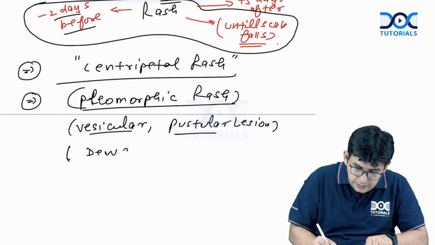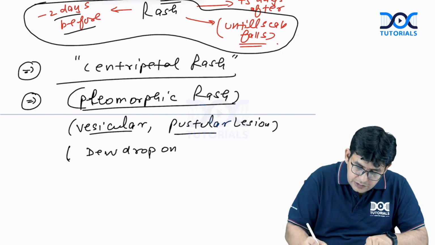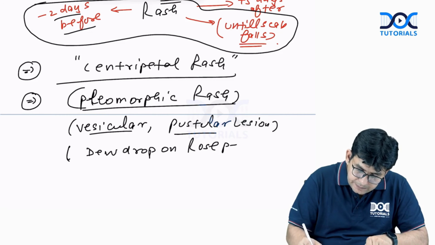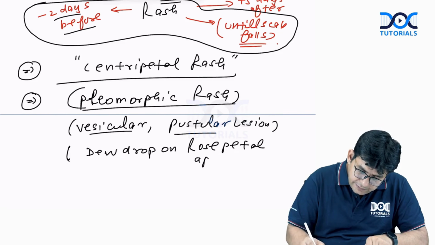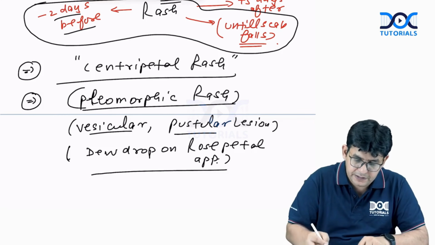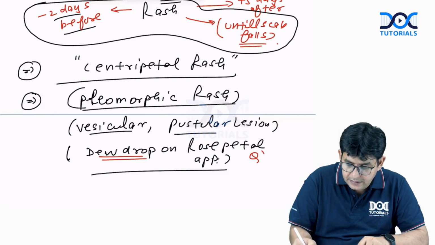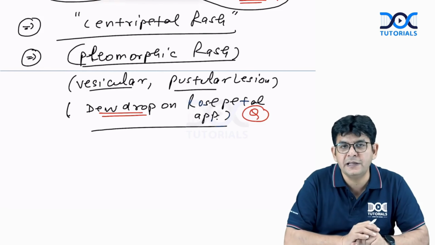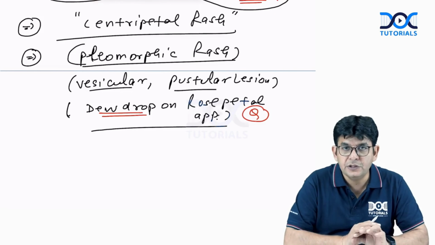Dewdrop on rose petal appearance. Another frequently asked question: dewdrop on rose petal appearance. That typical appearance is observed in the case of which particular one? Chickenpox.